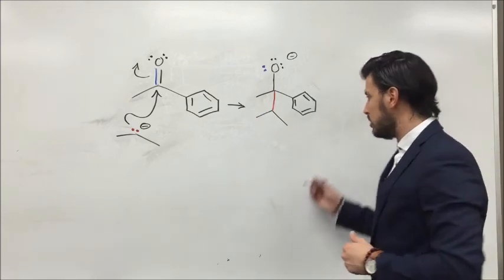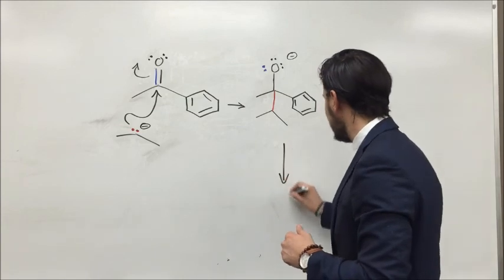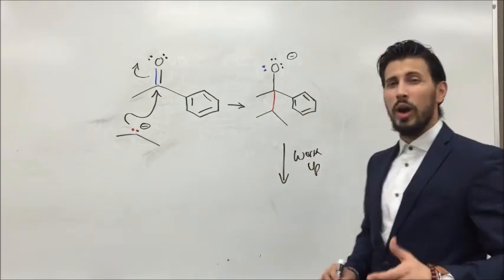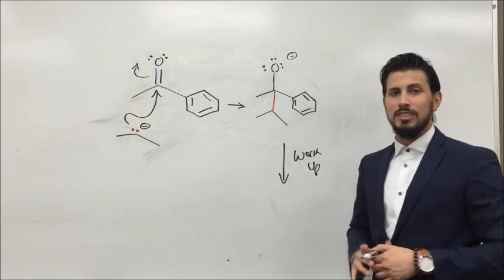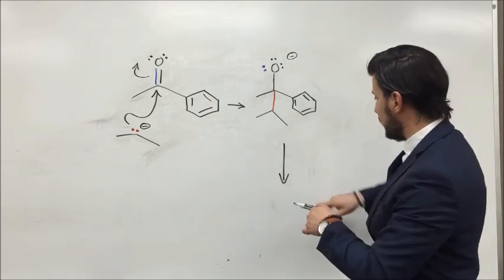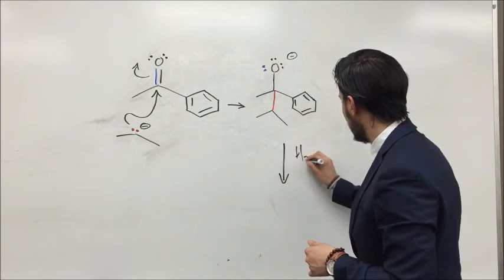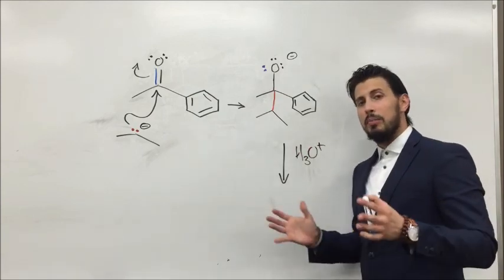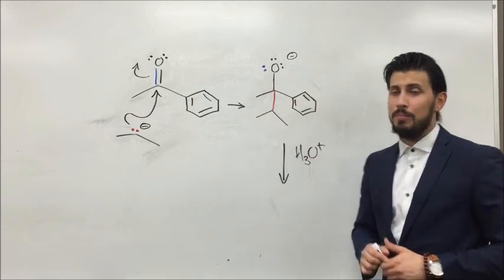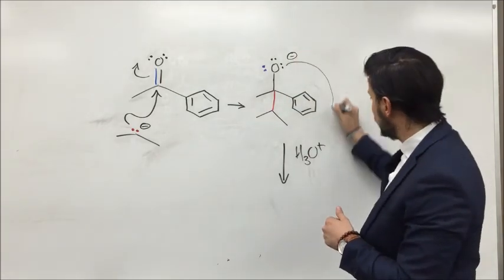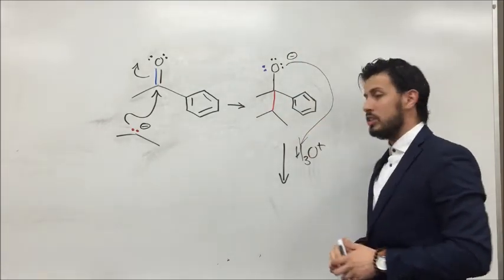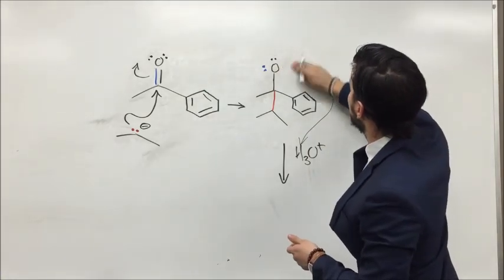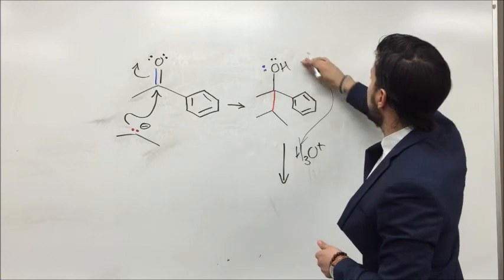If you ever notice a step that says workup or quench, it's the same thing as if I were to write H3O+. Ultimately what I end up making is an alcohol. This oxygen comes to pick up one of those hydrogens, and this ends up turning into OH.